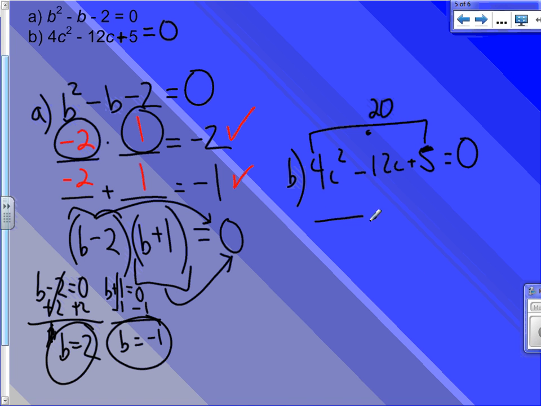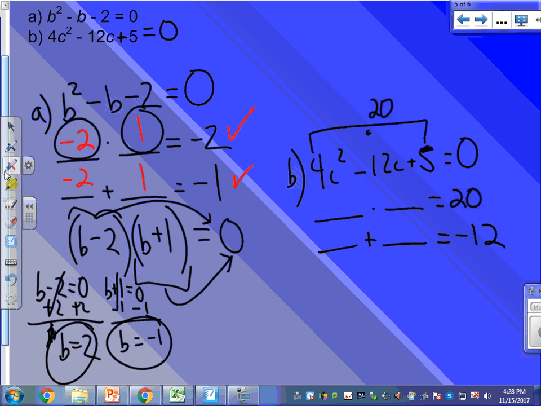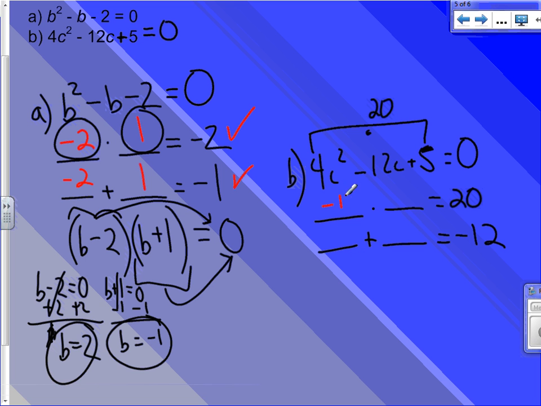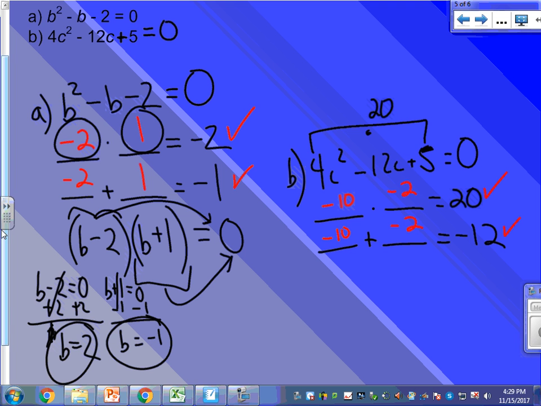We need 2 numbers that multiply to +20, but those same 2 numbers have to add to what's in the middle, -12. What two numbers make that happen? How about -10, -2? Yeah, -10 times -2 is +20. -10 plus -2 is -12. That's looking good. And what we need to do now is do our little table thing, right? It's table time.